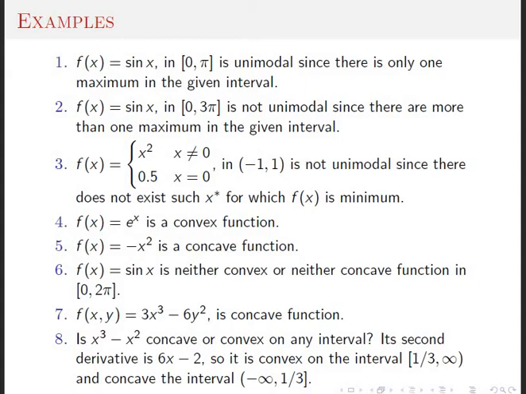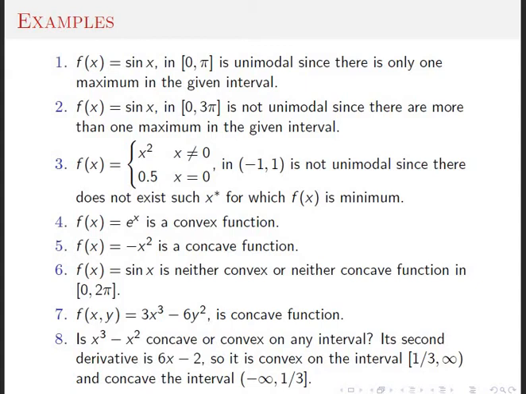Here are a few examples of unimodality, convex and concave. Sin x is a unimodal function in the domain 0 to 2π. It is also a concave function there, but it is not unimodal if we consider the domain 0 to 3π, since there is more than one mode. From here, we can conclude that this property depends not only on the property of the function but also on the interval.